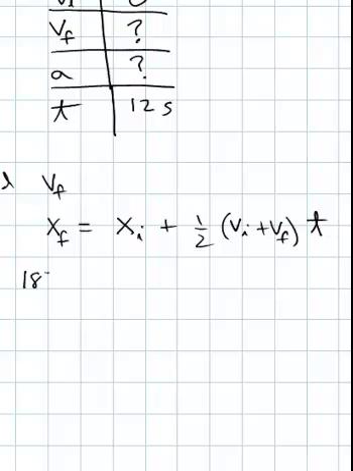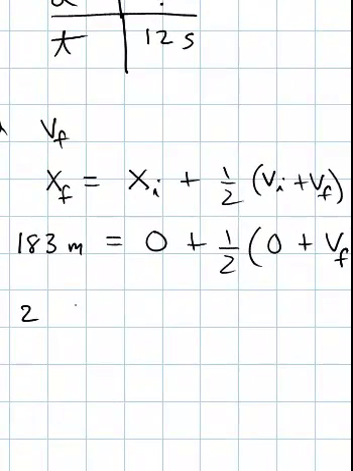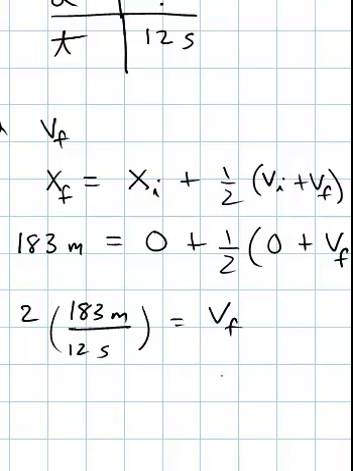I've got 183 meters is my final position. My initial position is 0. My initial velocity is 0. My final velocity is what I'm trying to find. And 12 seconds is my time period. And so I end up over here, I bring the 2 over. I have 183 meters over 12 seconds, and I get 30.5 meters per second for my final velocity.